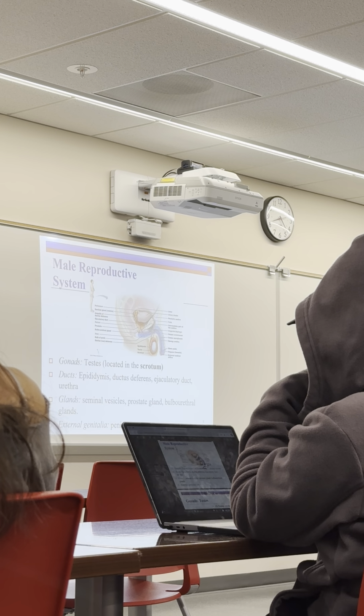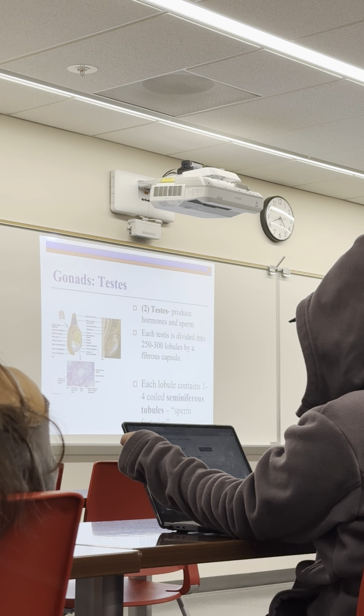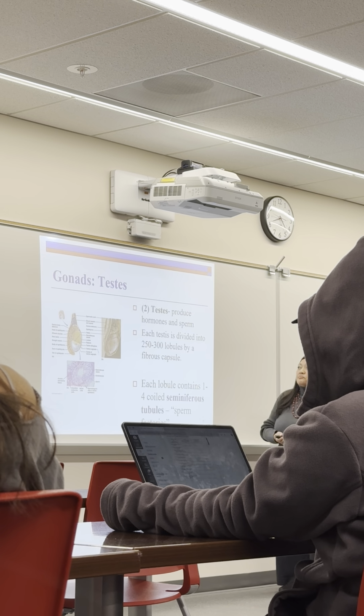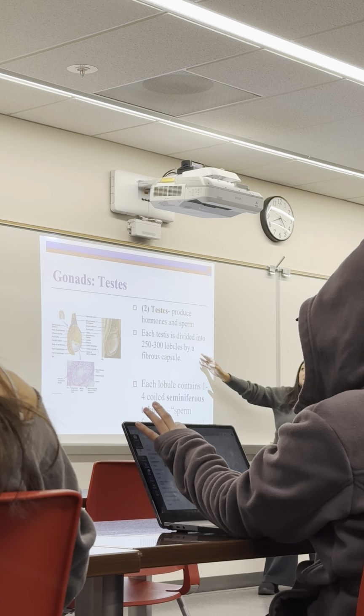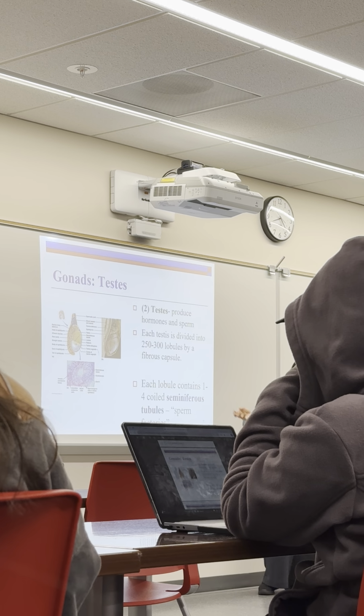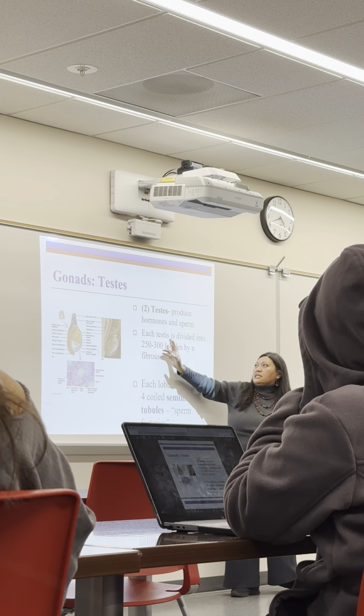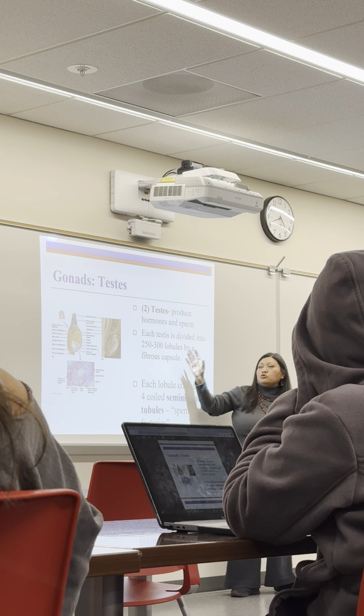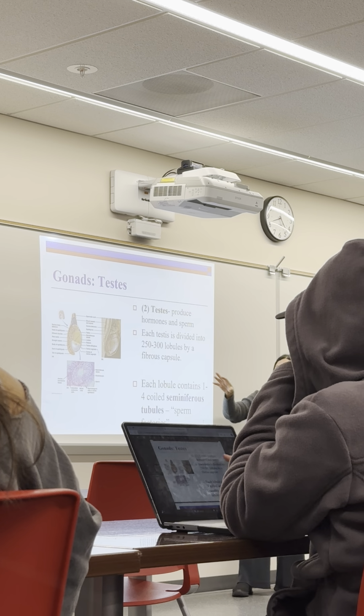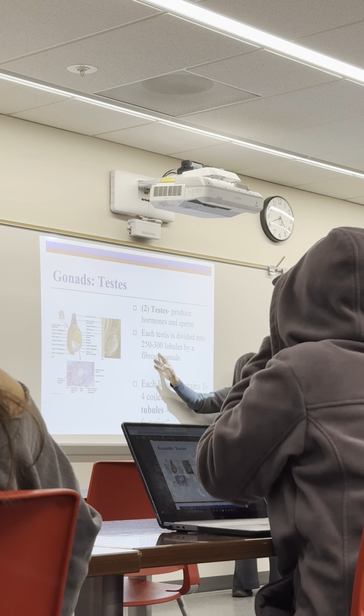And external genitalia, the only one we talked about in lab was the penis and the different parts of the penis. So just to give you a little more detail in terms of the anatomy, okay? Each testis is going to be divided into smaller sections called lobules, about 250 to 300, don't memorize that number.